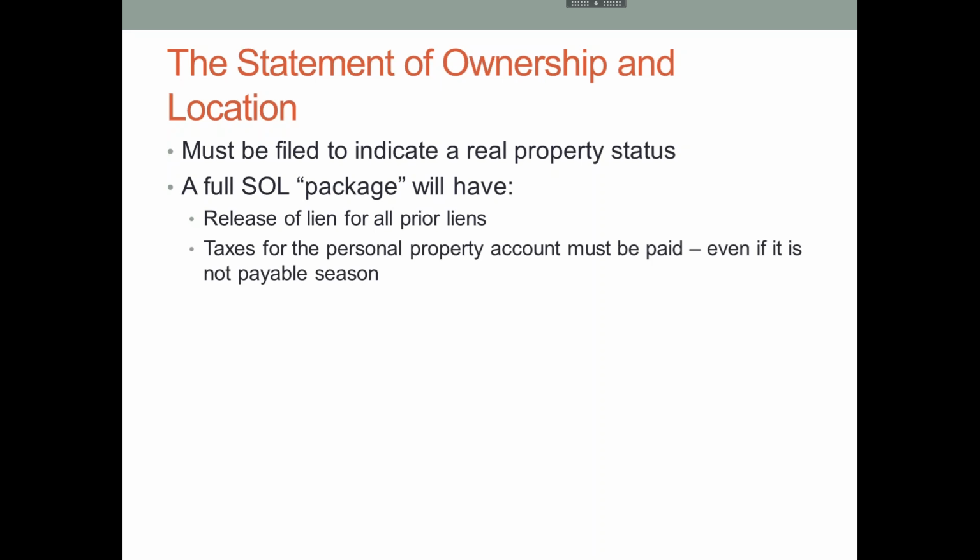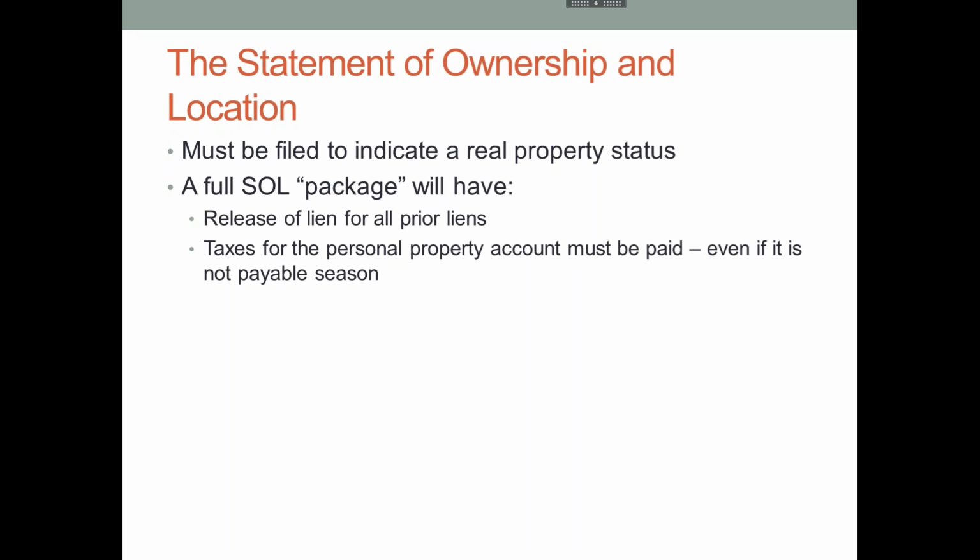Number 2 is taxes for the personal property account have to be paid, even if it's not payable season. So we'll talk about this again in a little more detail in a second. But just for example, if we were to be closing a mobile home transaction right now, and we say, hey, it's April 3rd, taxes for 2019 aren't actually payable or certified until later in the year, so I just need to send TDHCA a tax cert showing 2018 taxes paid. That is absolutely incorrect. You have to make sure that you get the personal property taxes escrowed with the tax assessor collector, and I'll tell you how to do that in a little bit.